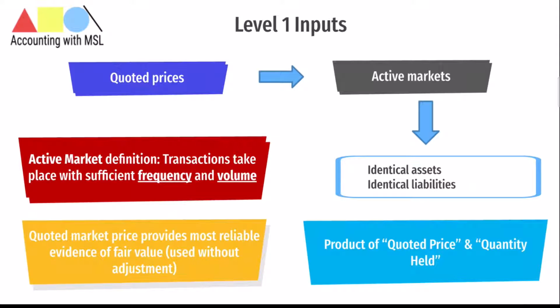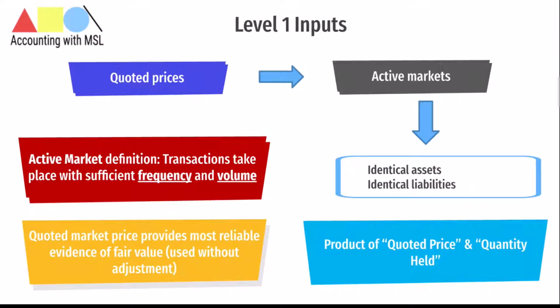So essentially, all we are saying here is that level 1 inputs relate to quoted prices in active markets for identical assets or liabilities that the entity can access at the measurement date. And remember, level 1 inputs are your most reliable and the most representative of what fair value really could be. And to recap, how does IFRS 13 define fair value?